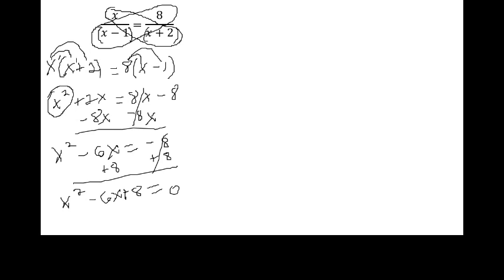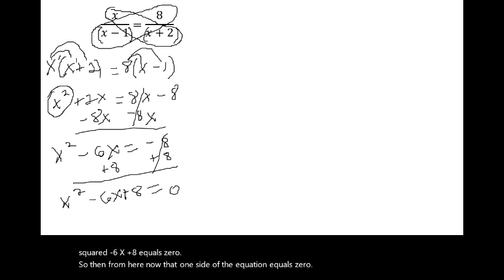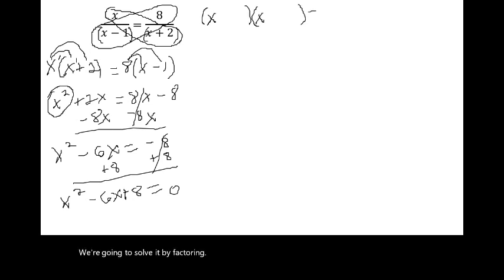So then from here, now that one side of the equation equals 0, we are going to solve it by factoring. So we're going to factor x squared minus 6x plus 8. We're looking for two numbers that multiply to positive 8 and add up to minus 6, which is going to be minus 4 and minus 2, which gives us two potential solutions.